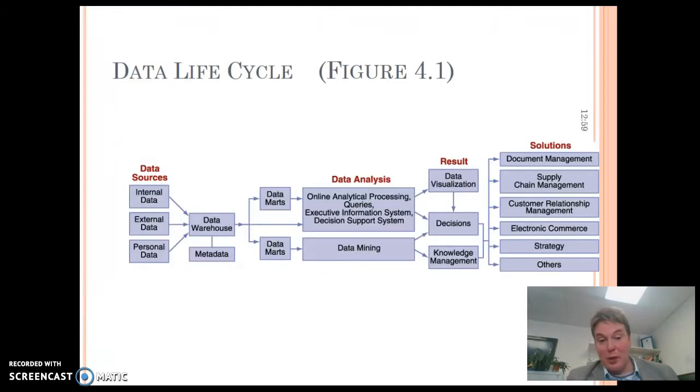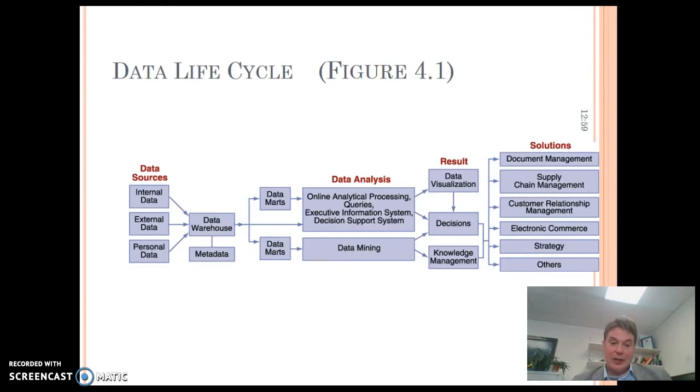So we have a process for the life cycle. The data comes in from a particular source. It could be internal, external, or personal data. It goes into a warehouse where it's stored. We assign metadata to it, so that's information about it. So, when was the data gathered? Who does it relate to? What format is it in?